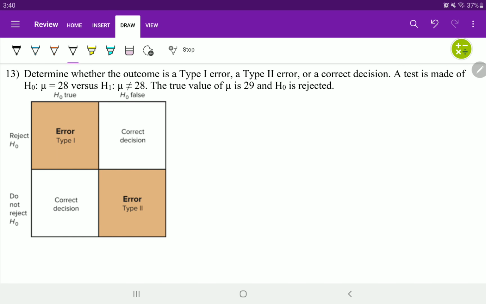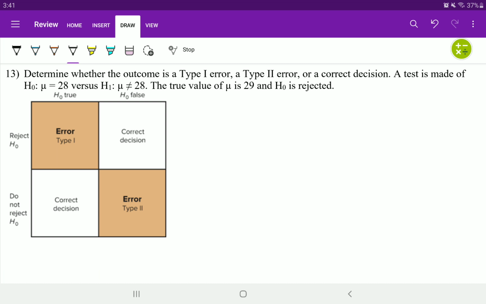Number 13. Determine whether the outcome is a type 1 error, a type 2 error, or correct decision. A test is made up of the null hypothesis of mu equals 28 versus an alternative hypothesis, mu does not equal 28. By the way, this is a two-tailed test. The true value of mu is 29 and the null is rejected.